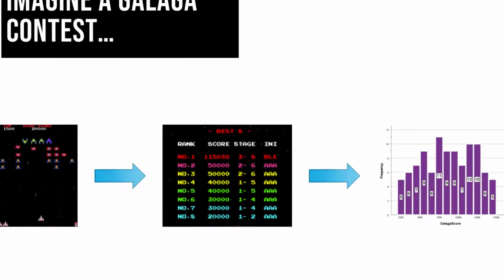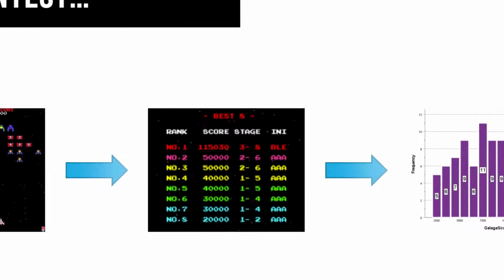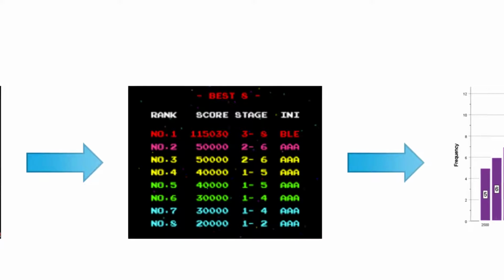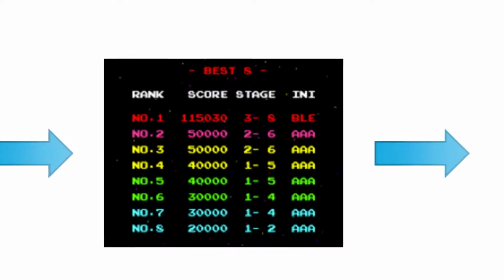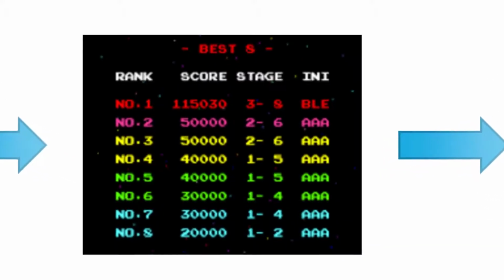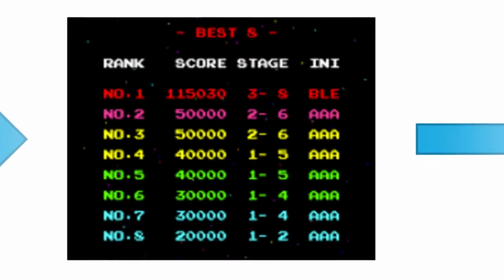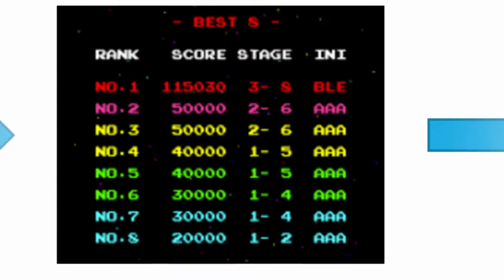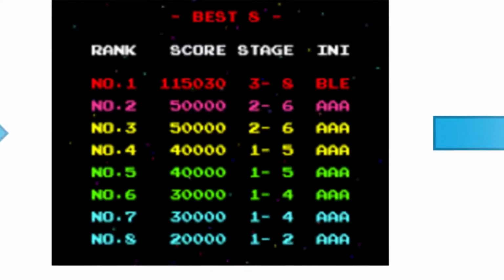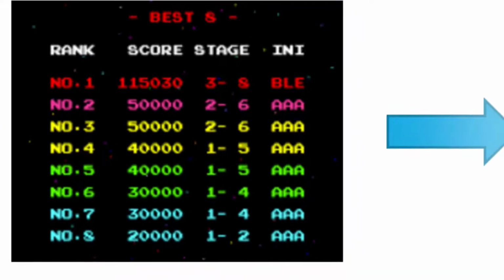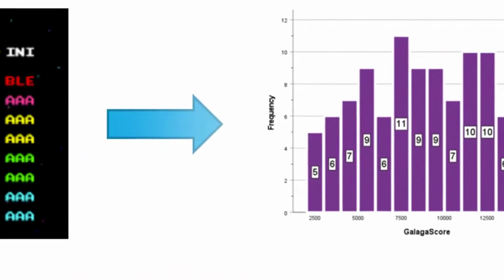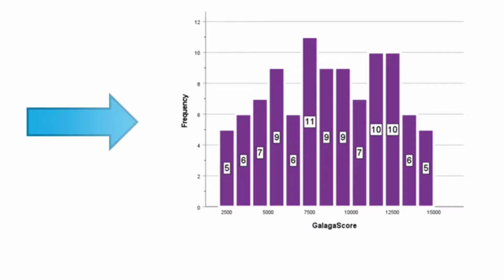Since we don't have an actual Statistics Arcade, I made these scores up using a statistical software program. I asked the program to randomly generate a Galaga score for each player, and I set the possible range for 2,000 points at the low end and 15,000 points at the high end. Based on this imaginary set of Galaga scores, I then created a visual representation called a histogram.